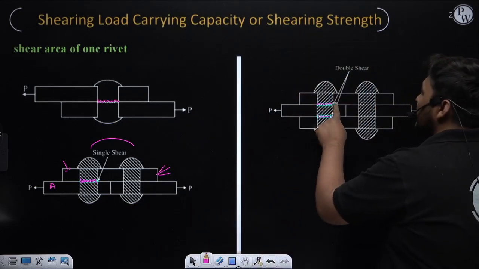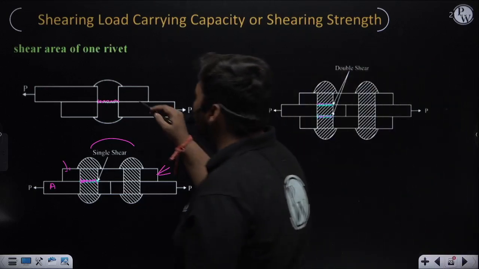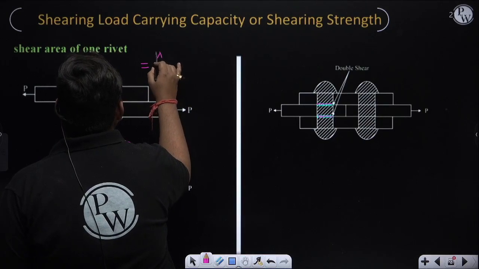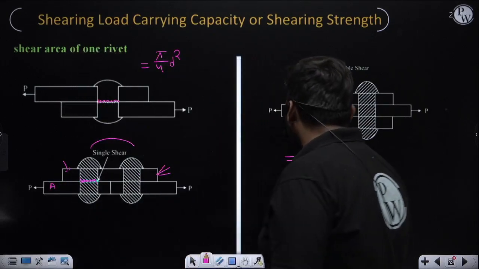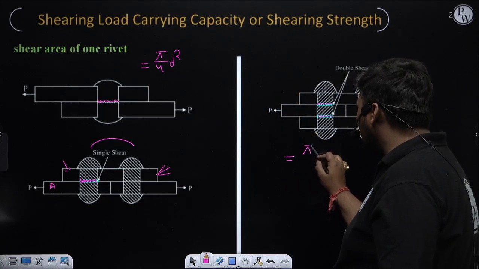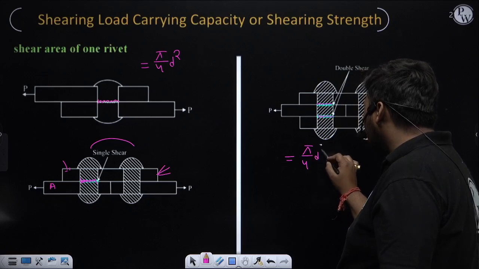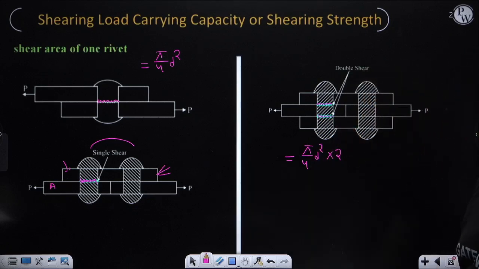Because this shear area is pi by 4 d square. So here the shear area of one rivet, in case of single shear, will be pi by 4 d square. I am talking about the shear area of one rivet. Here the shear area of one rivet will be pi by 4 d square into 2, because it is subjected to double shear. Means one rivet is subjected to double shear.